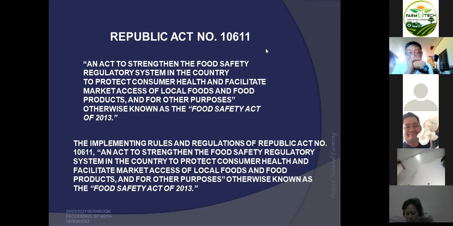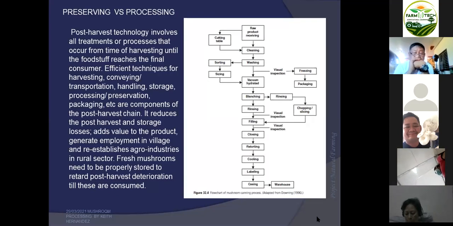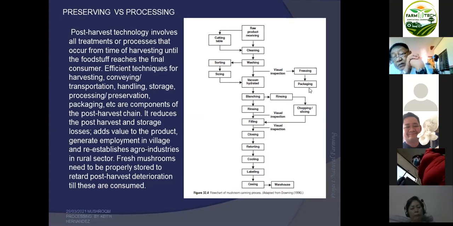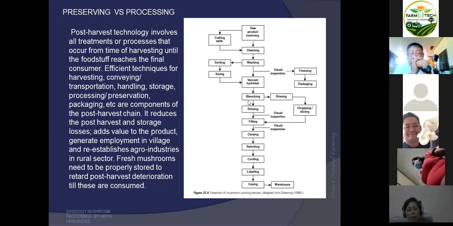Dahan-dahan lang po. Introduce muna tayo sa mga procedures. So, ito yung mga preserving processes, no? We have yung cutting, table, raw products na receive ninyo, clean. Sometimes it's washed, sometimes it's not. Then we would sort it, size it, and vacuum hydrate it in some cases. Or if not, inspection natin, then you can proceed to freezing and packaging. Pwede naman din na ilulutuin na natin. May blanching and rinsing, then chopping. Pwede din na rinsing, filling, and closing. Diretso na lang. These are all processes that can be done.